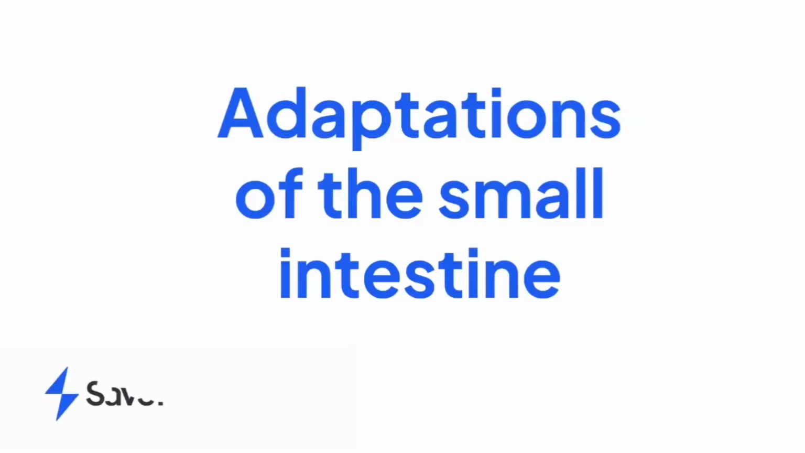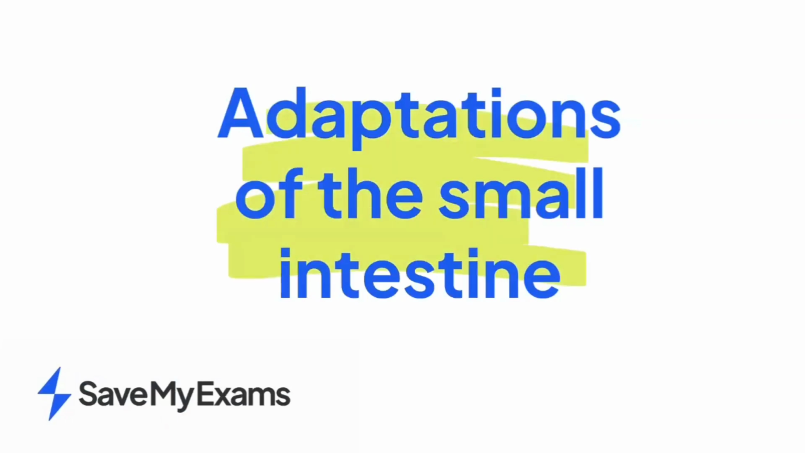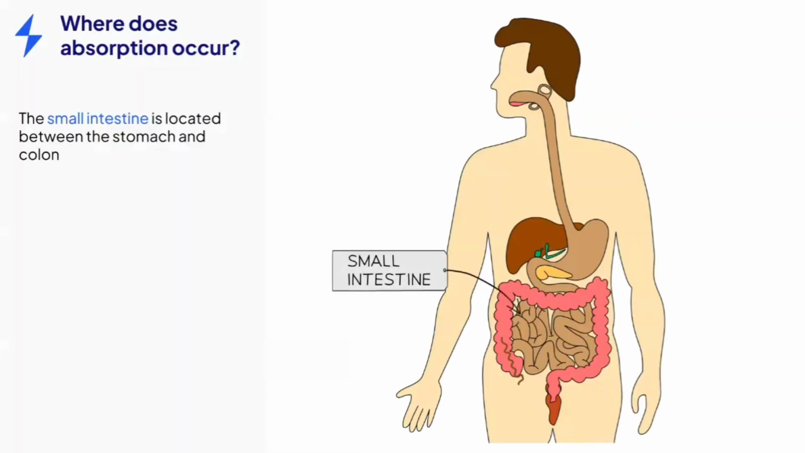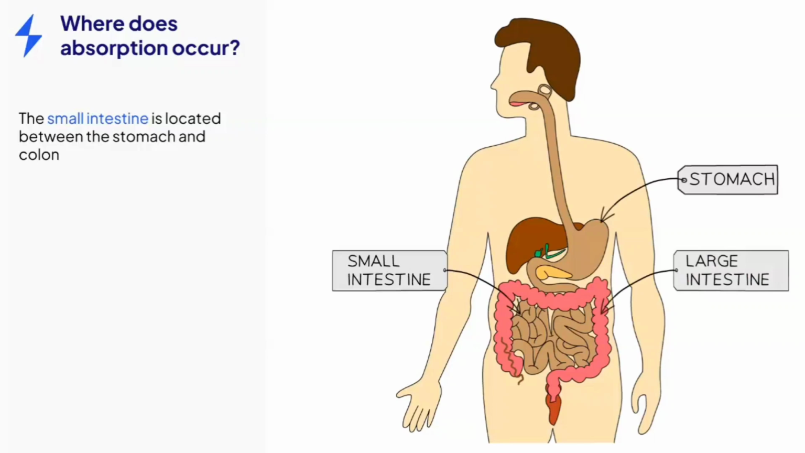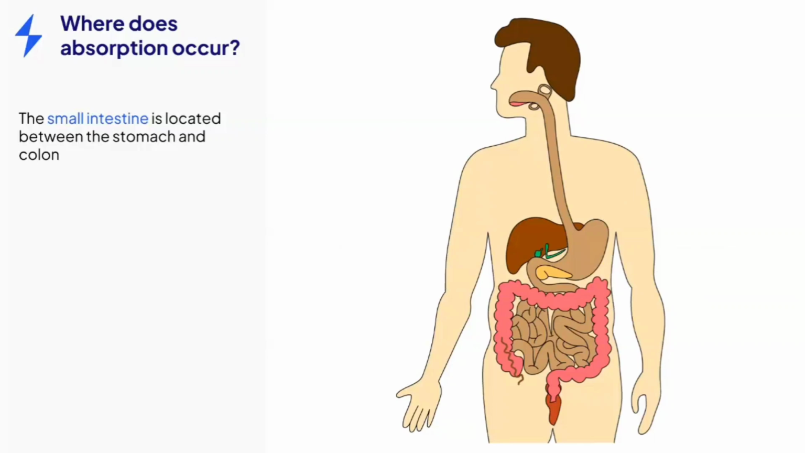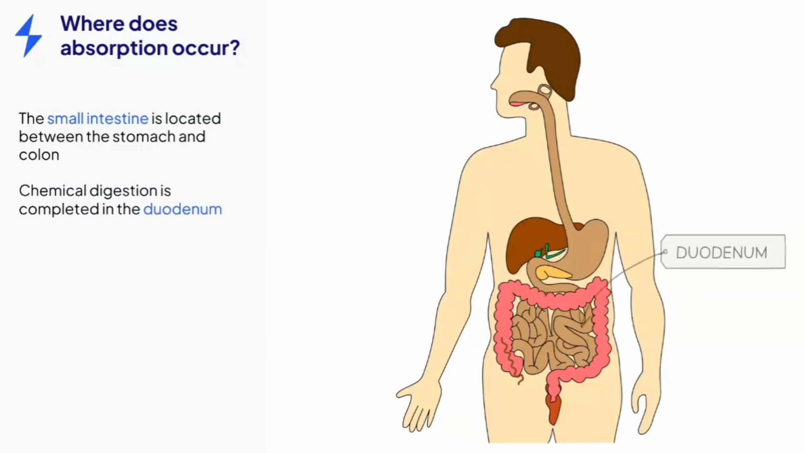This video is on the adaptations of the small intestine for absorption. The small intestine is part of the alimentary canal and is situated between the stomach and the large intestine or colon. The first part of the small intestine is called the duodenum, and this is where the chemical digestion of food molecules is completed. The last part of the small intestine is known as the ileum, and its main function is to absorb these digested food molecules into the blood.